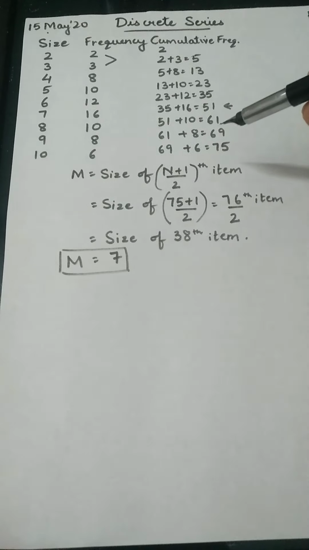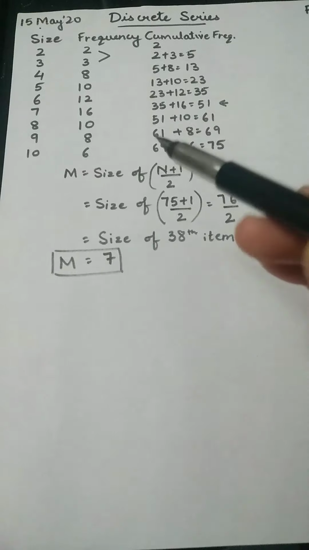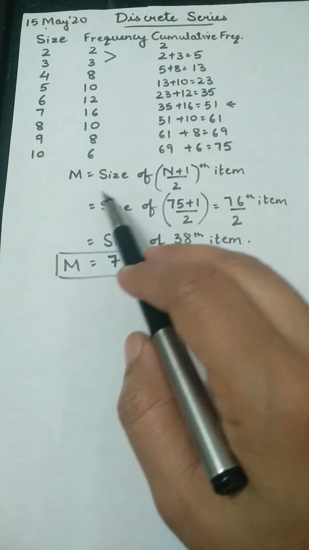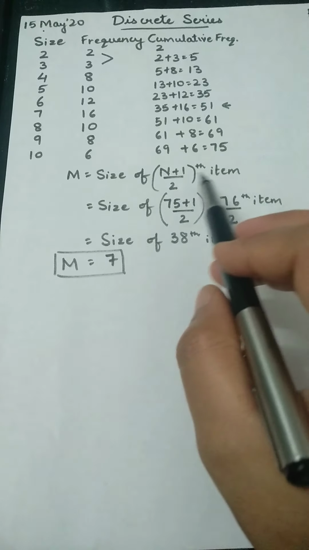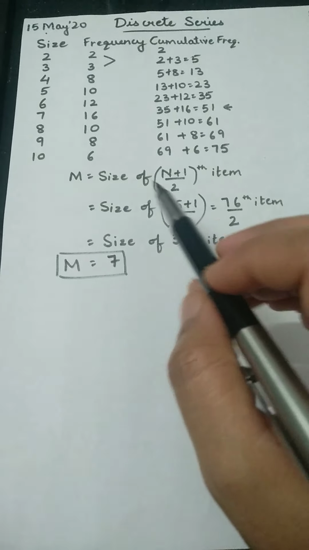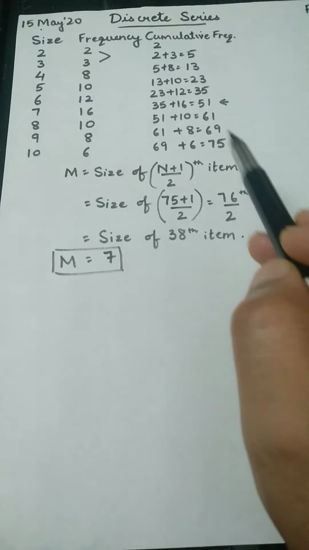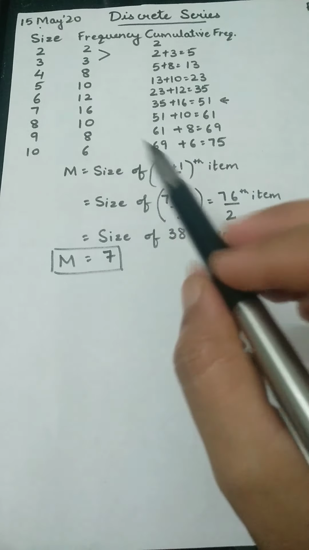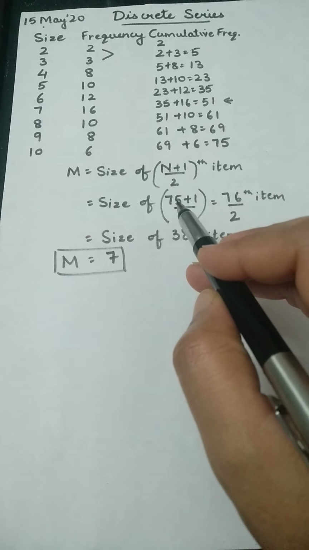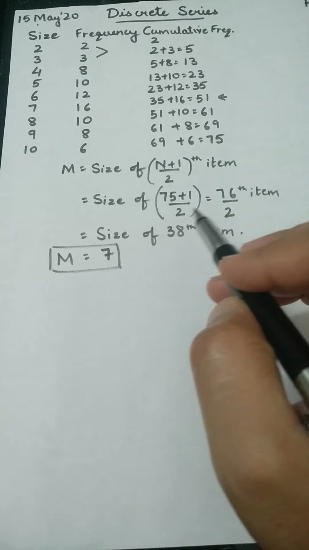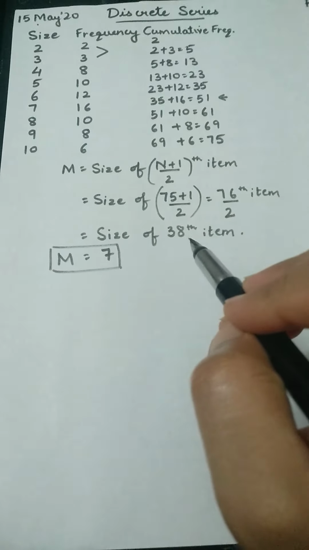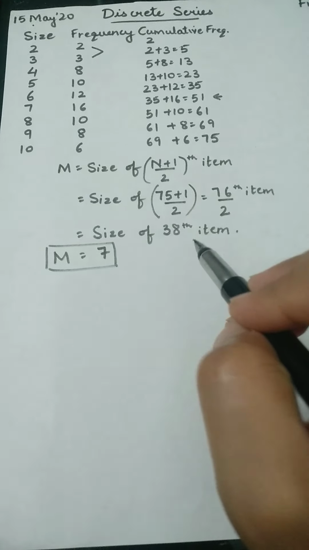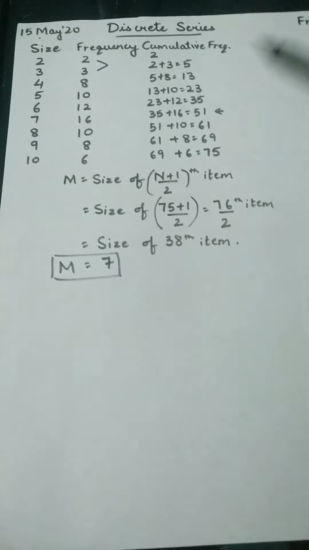After finding the cumulative frequency, we will be using the same formula, that is median is equal to size of (n plus 1) by 2 item. So n over here is the total of the frequency, or the last cumulative frequency. N is 75. 75 plus 1 by 2, we will get 76 by 2, or the size of the 38th item. Again, after this, we will move back to our series.